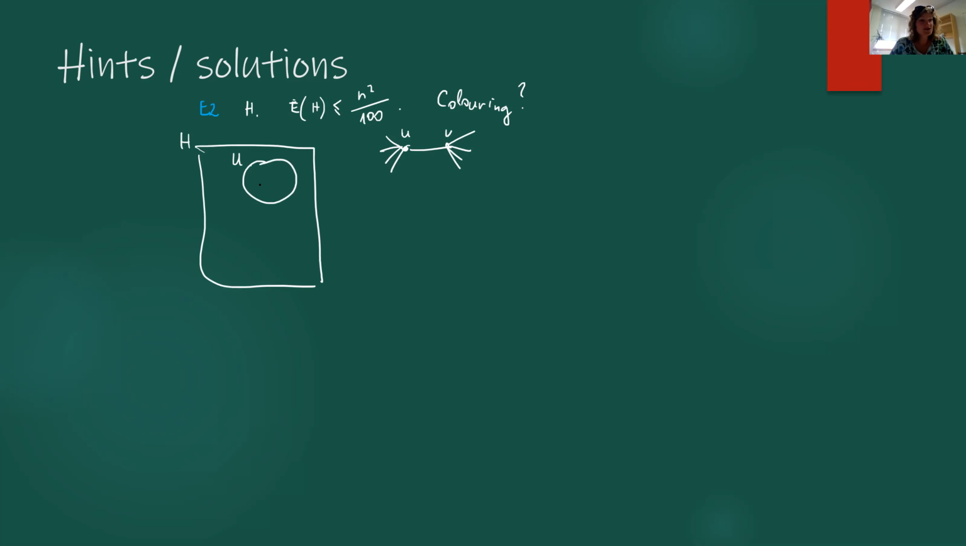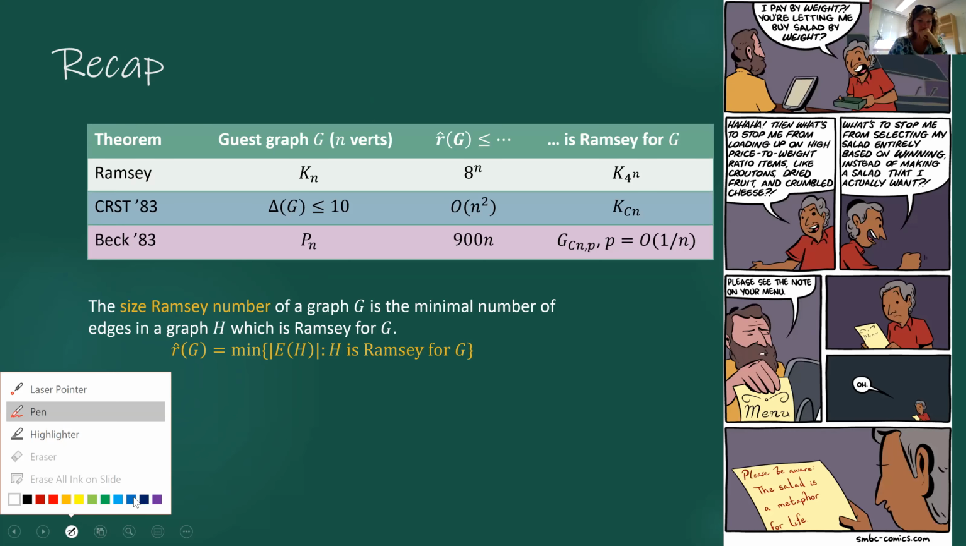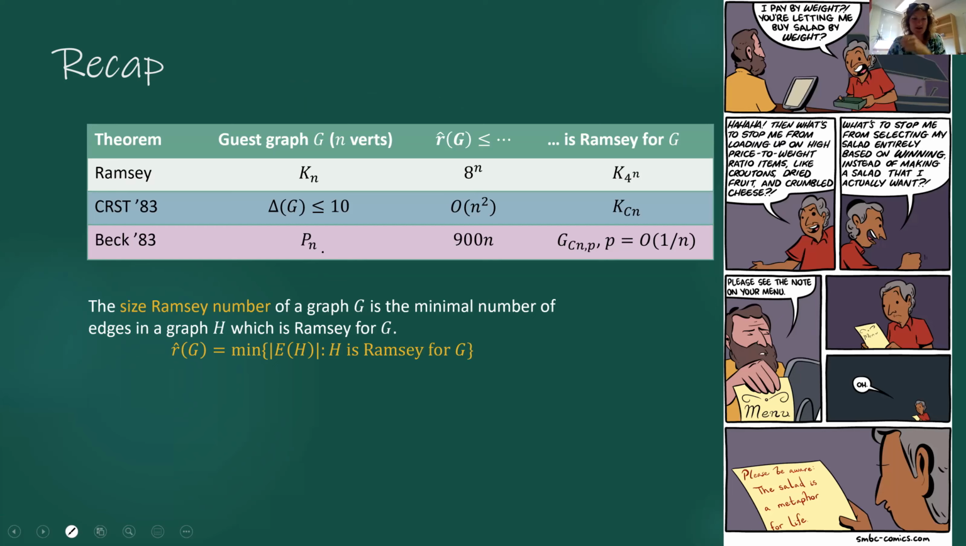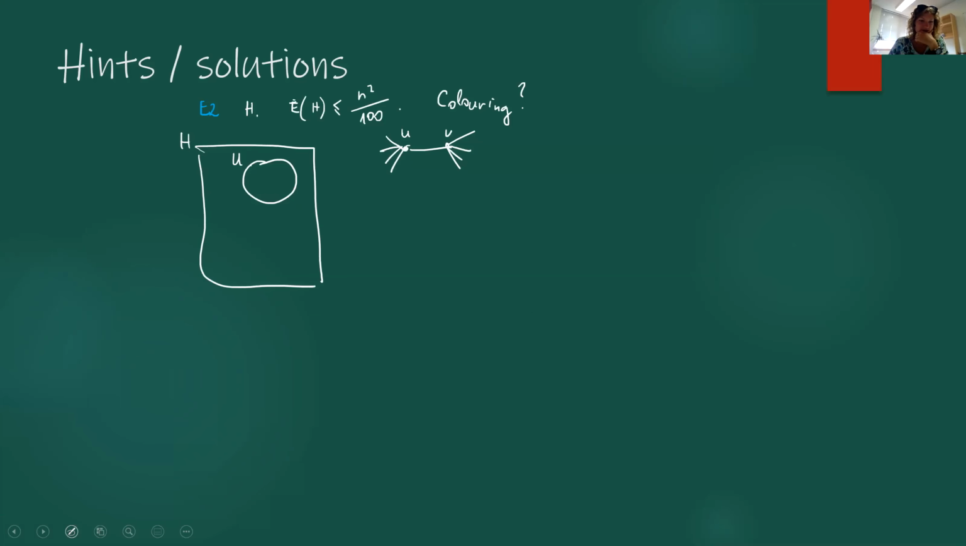Can someone suggest a coloring at this point? No. Good. I still have it. Okay, so the coloring is as follows. You color everything inside U blue, and you color everything outside red. Here also everything is red. Okay. Hi, sorry, I missed this.